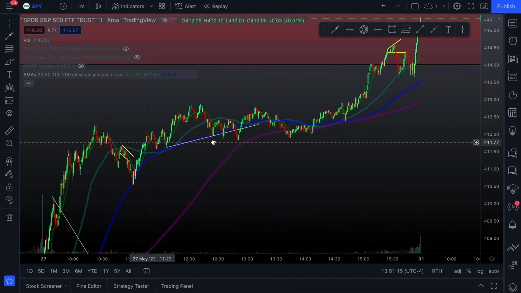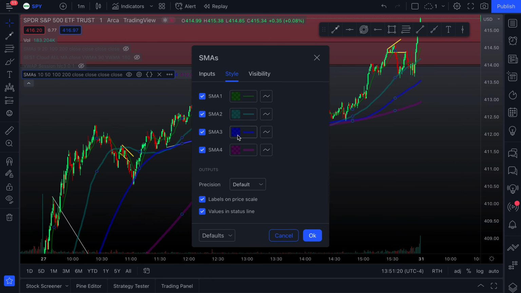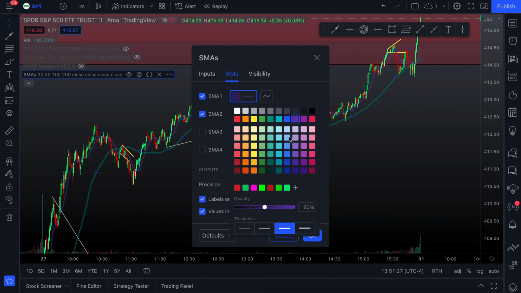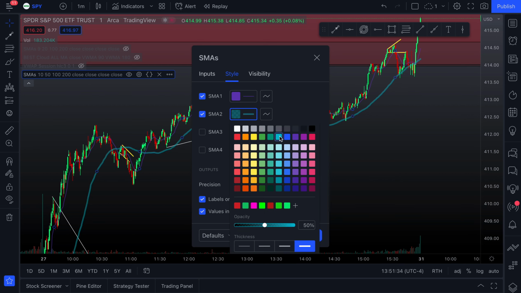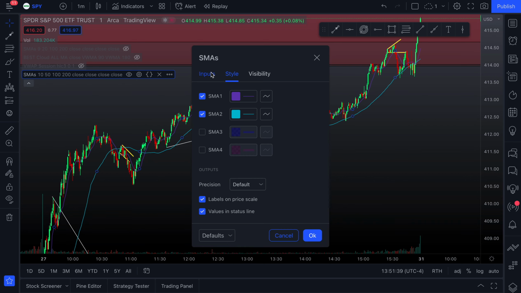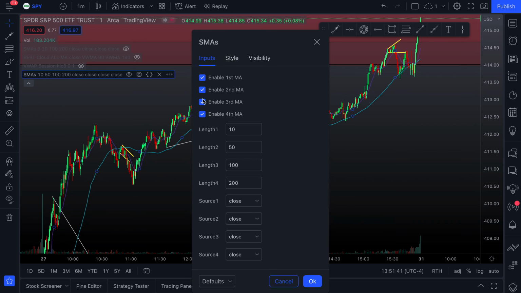To get the 9 and 20 SMA, you're going to hover over it, click settings, and then deselect 3 and 4 since we only need 2. You're going to make the first one purple, fully purple, and 1 line of thickness. The second one, you're going to make this cyan color, fully cyan, 1 line of thickness, and then you go over to inputs, enable first and second MA, and unclick the third and fourth. You're going to make the length 1 9, and the length 2 20.